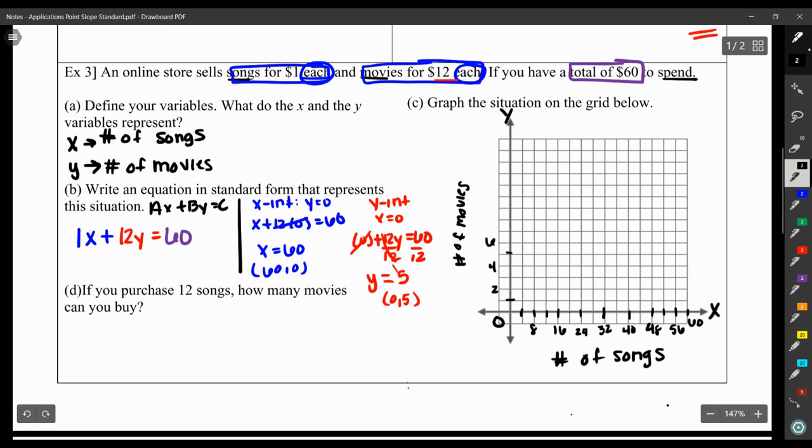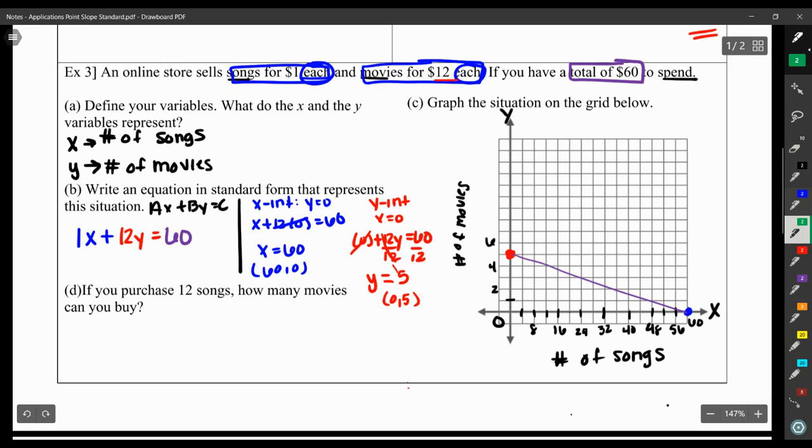That's number of movies. So now that I have my scale, let's plot the points. 60, 0 here, 5, 0 here, and we easily graph a line with 2 points to connect them with a straight line. And there's the graph of this function. That's what it looks like. So everything on that line is a solution.